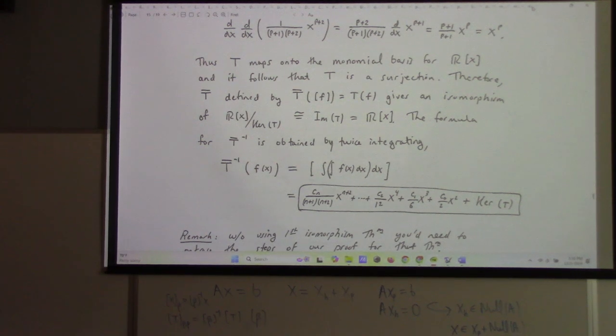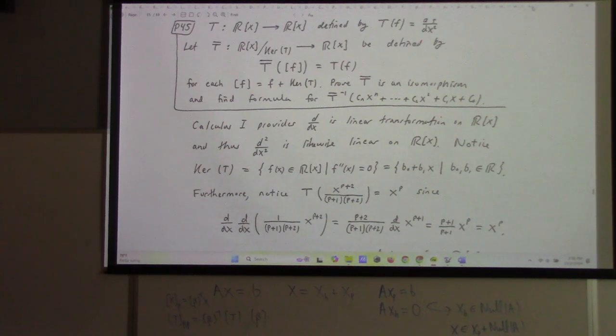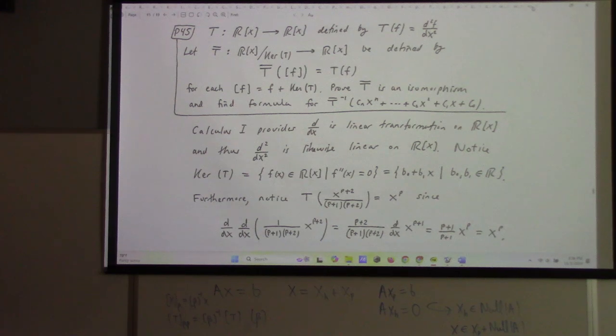How do you use the isomorphism theorem? Did you use it to prove that the real polynomial modulo the kernel is isomorphic to the real polynomials? Is that what you did? Well, the construction of the first isomorphism theorem is that the T bar constructed in this way is an isomorphism onto the image of T. Because the image of T is all polynomials, that's why I have an isomorphism.